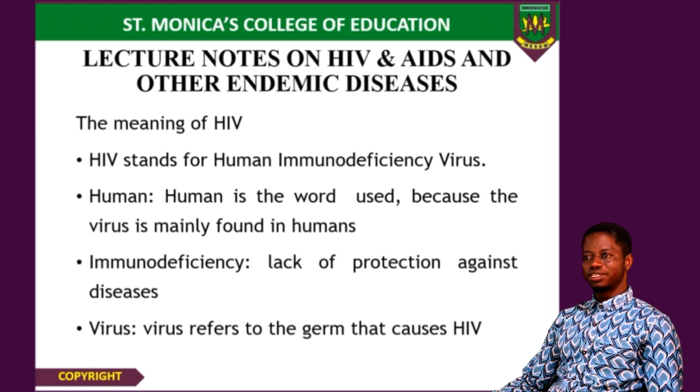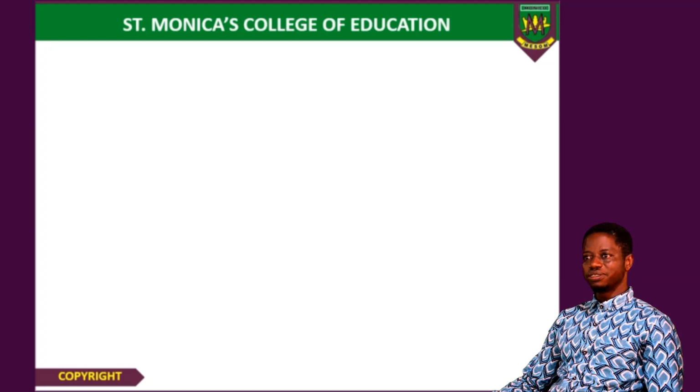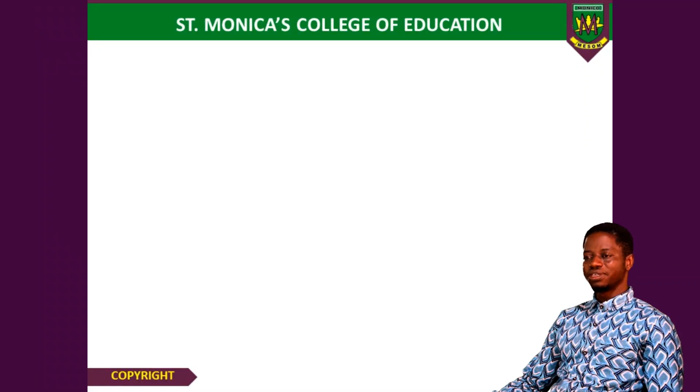Then immunodeficiency. The meaning is that we are looking at the lack of protection against diseases. So if your immune system becomes very deficient, is weak because of HIV, then it means your body cannot fight against other infections. Then virus simply means the germ that causes what? HIV. It can be a pathogen, a microorganism that you cannot see with your naked eye.